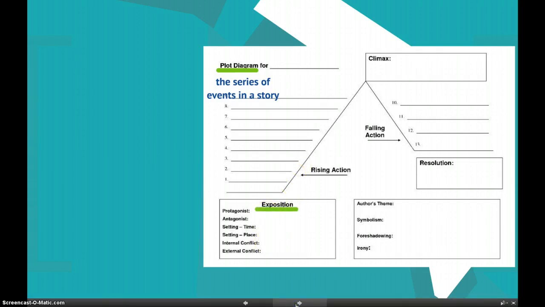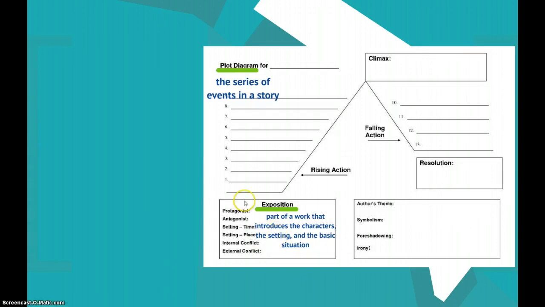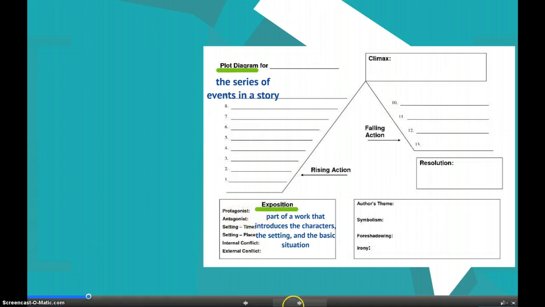So first is the exposition, which is the part of a work that introduces the characters, the setting, and the basic situation. So this is the beginning of a novel or play or story. You can see that this box here gives specific examples of things that might be found in the exposition. First, it'll introduce the protagonist and antagonist. So this is protagonist being the main character, and the antagonist being the opposing force, whatever is hindering or getting in the way of our main character.